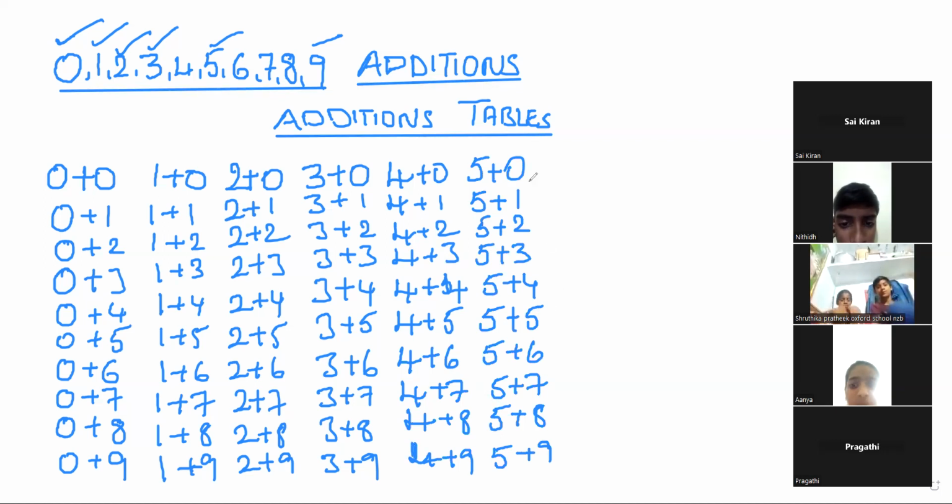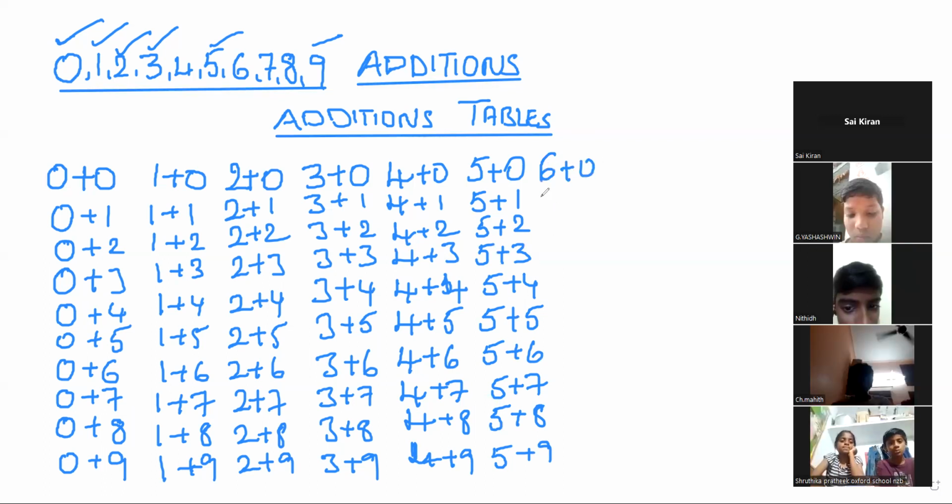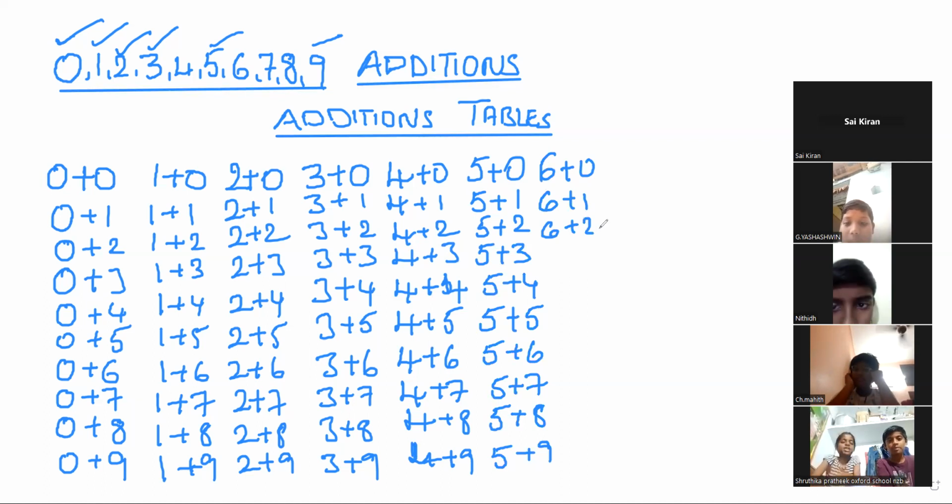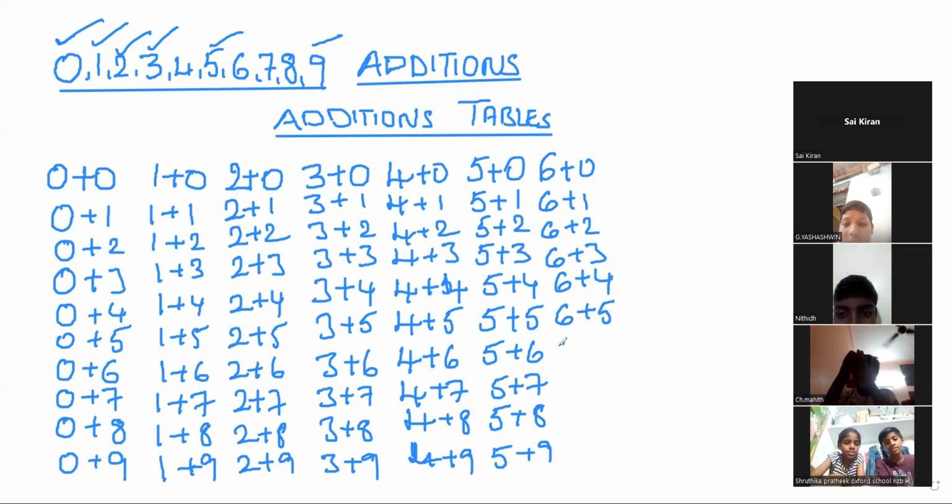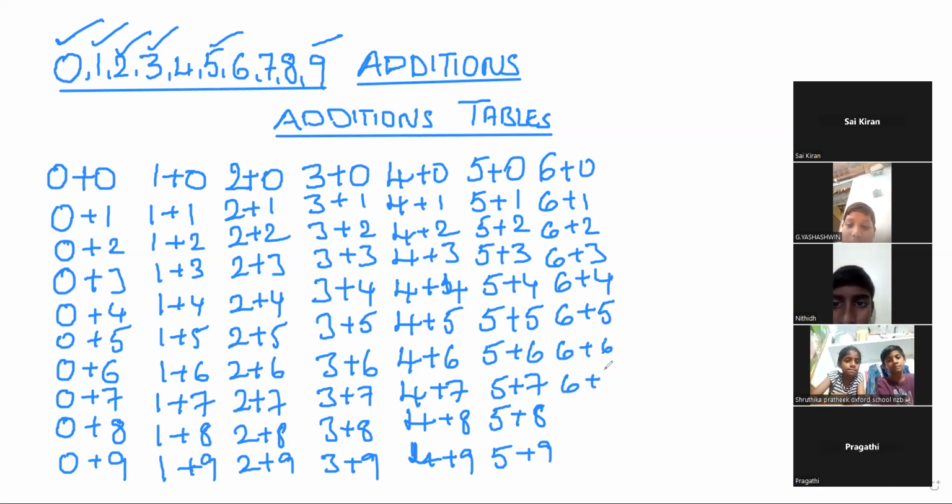Okay. Next, they took the next digit, 6. 6 plus 1, 6 plus 2, 6 plus 3, 6 plus 4, 6 plus 5, 6 plus 6, 6 plus 7, 6 plus 8, 6 plus 9. Okay, next, they took 7, right?